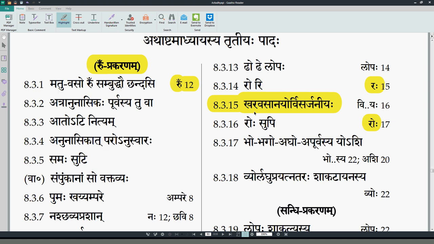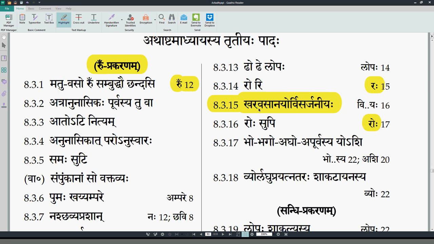Visarga is an adesha when a khar or an avasana follows. Kharavasanayoho is Saptami Dvivachana here. So Saptami is Parasaptami. So Kharavasanayor Visarjaniyaha says Visarjaniya is an Adesha for what? For Raha. Raha is Shashti Ekvachana. For Repha, there is a Visarjaniya or a Visarga Adesha.